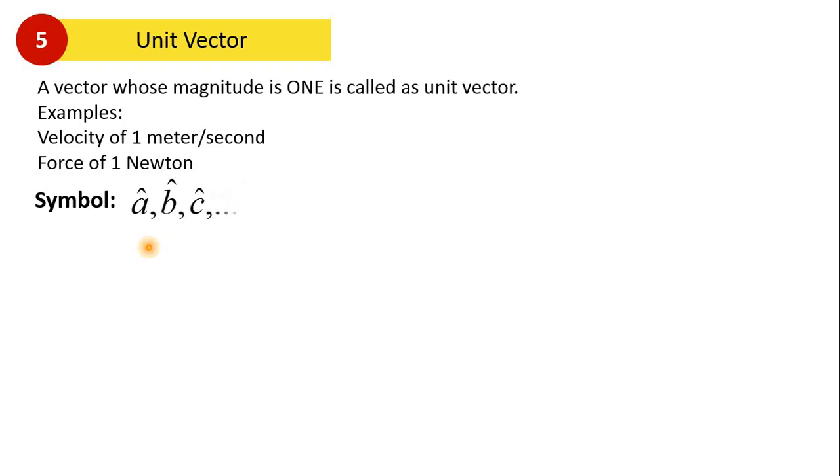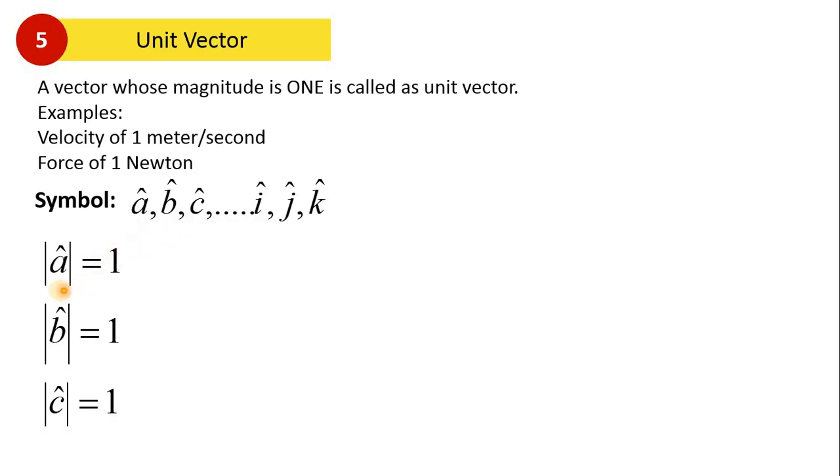What is the symbol? The symbol for a unit vector is the cap. As I told you earlier, vectors can be represented by putting an arrow over the letters, or a cap. So these are pronounced A cap, B cap, C cap, I cap, J cap, K cap. This cap symbol is specially reserved for unit vectors. Whenever there is a cap over any letter, we must automatically understand that it is a unit vector.